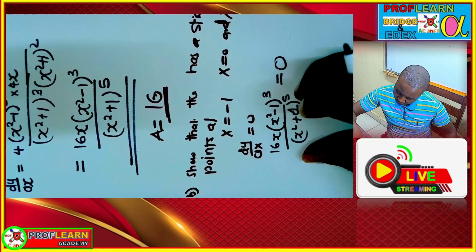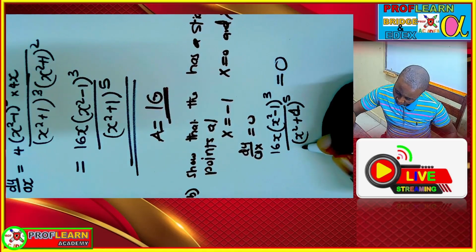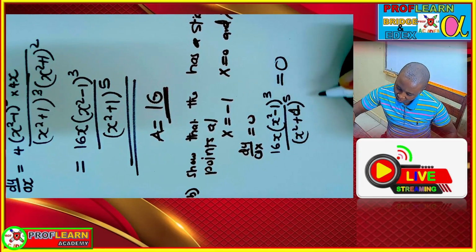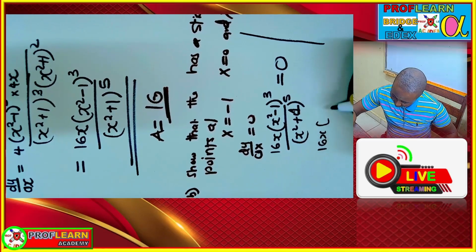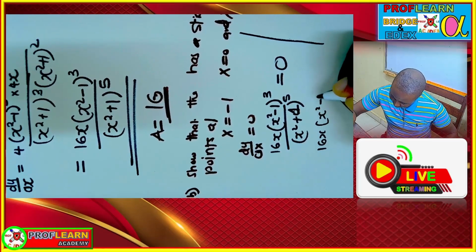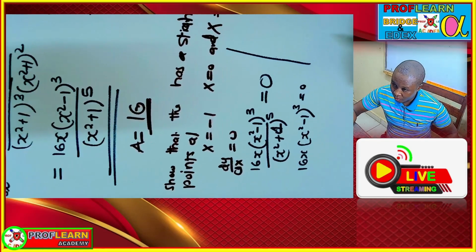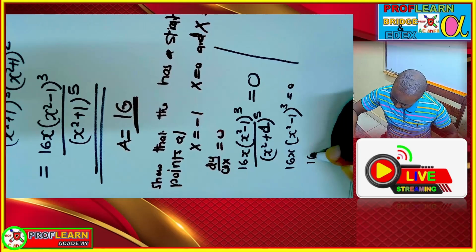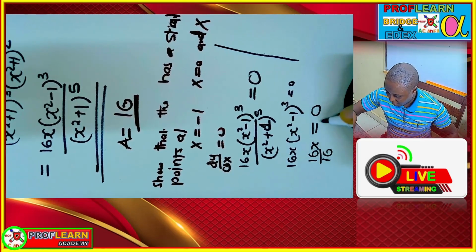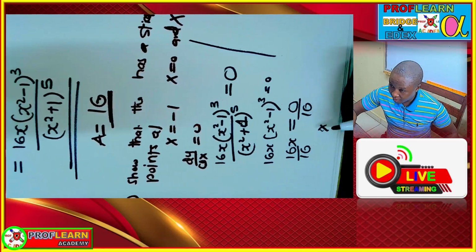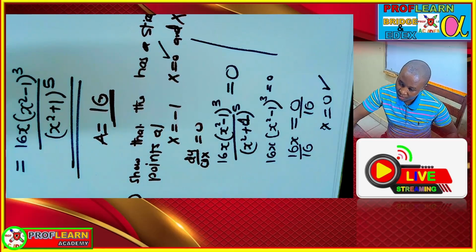So if you take this part and equate it to 0, or multiply all through by 0, you're going to get rid of the denominator, so we remain with 16x into (x squared minus 1) power 3 is equal to 0. So we can say 16x is equal to 0. If we divide by 16, our x in that case will be equal to 0, which is one of the points that we are shown at this given point.